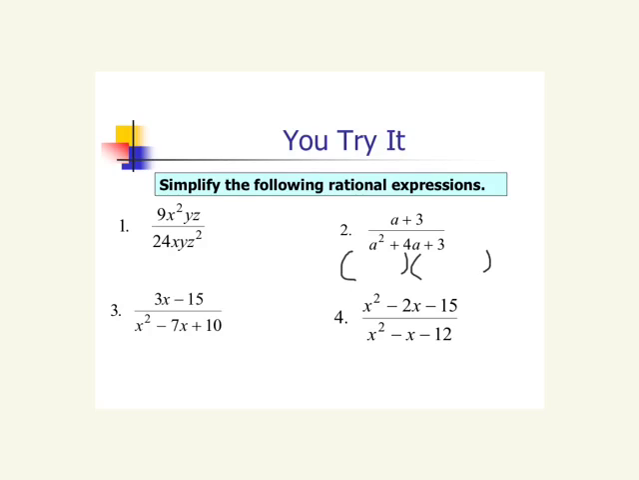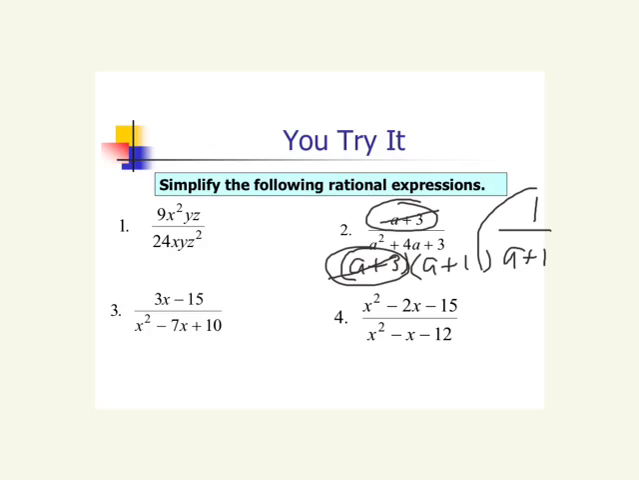The denominator factors into a plus 3 and a plus 1, the factors of 3 that add up to 4. Now, I recognize that a plus 3 and a plus 3 are identical common factors, because now the denominator is a product. We can divide out the a plus 3's. I'm left with 1 on top over a plus 1. And again, this is my final answer. I can't do anything more with it.